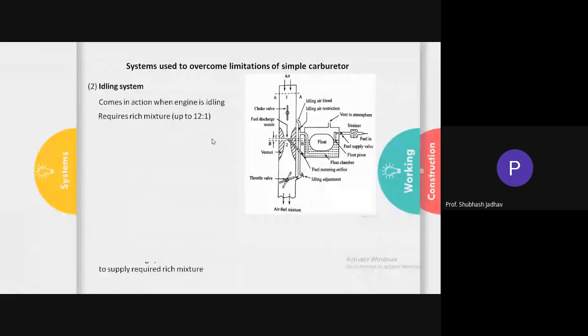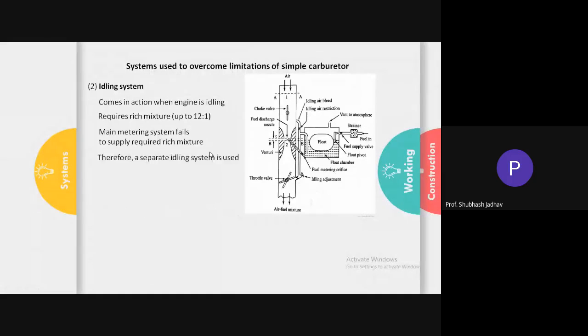But we don't have a provision in the simple carburetor, and therefore we have provided a separate system. The main metering system fails to supply the required rich mixture. It is unable to supply the required amount of fuel, and therefore it is unable to supply the required mixture. Therefore, a separate idling system is used. So the idling system is an extra additional system provided in the simple carburetor.